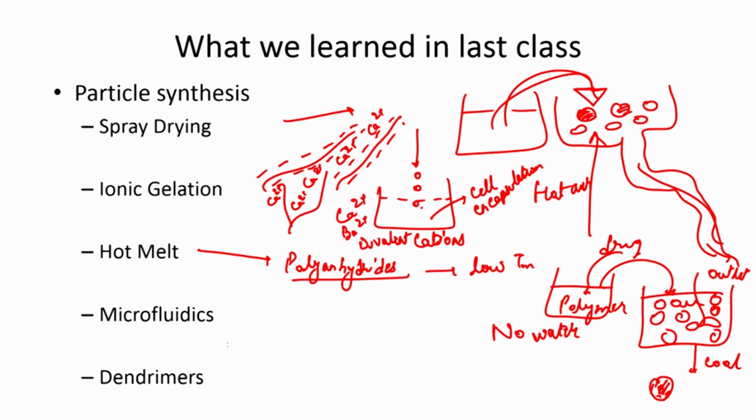And finally, we talked about dendrimers, which are essentially hierarchical structures with multiple branching out, and you can use that for surface conjugation of your drug predominantly, or technically you can also encapsulate a large drug into the core. Okay, so let us continue today with different classes of particles.